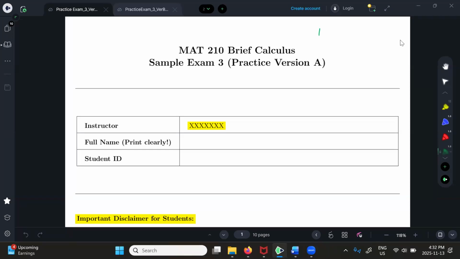Exam 3 is going to be on November 18th, which is a Tuesday, in class. It covers modules 5 and 6. All group works and quizzes are posted. Lecture notes and solutions are all available, so make sure you practice that.